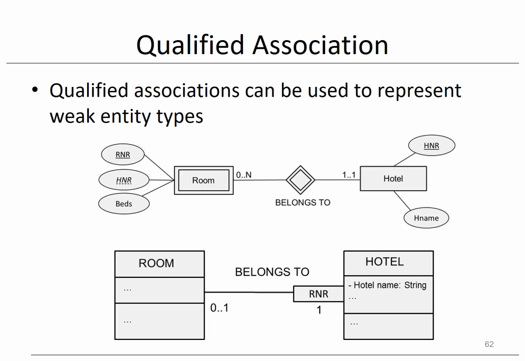Qualified associations can be used to represent weak entity types. This figure shows our earlier example of room as a weak entity type being existence dependent on hotel. In the UML class diagram, we can define room number as a qualifier or index key. In other words, a hotel combined with a given room number corresponds to 0 or 1 rooms, whereas a room always belongs to one hotel.